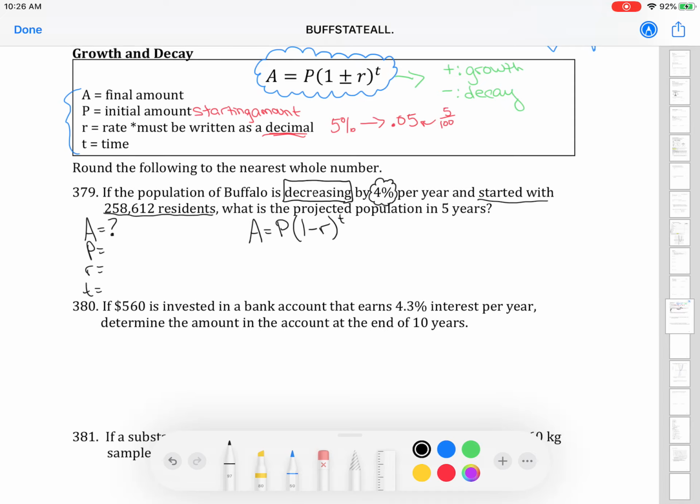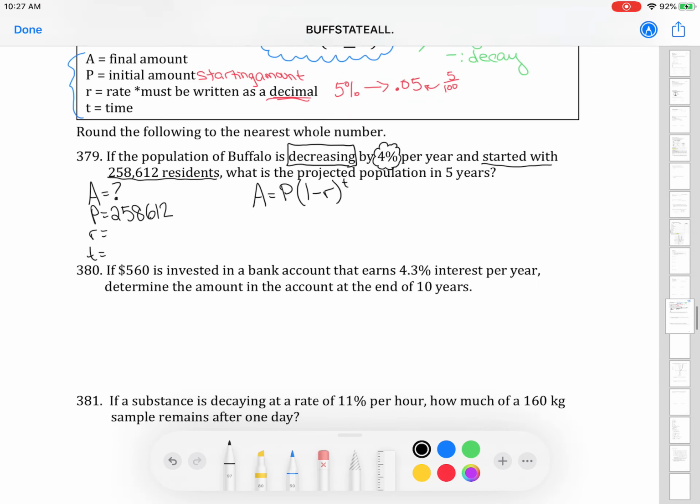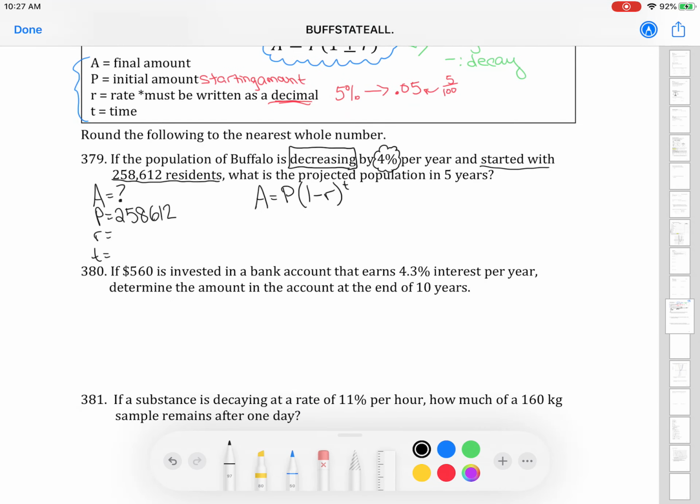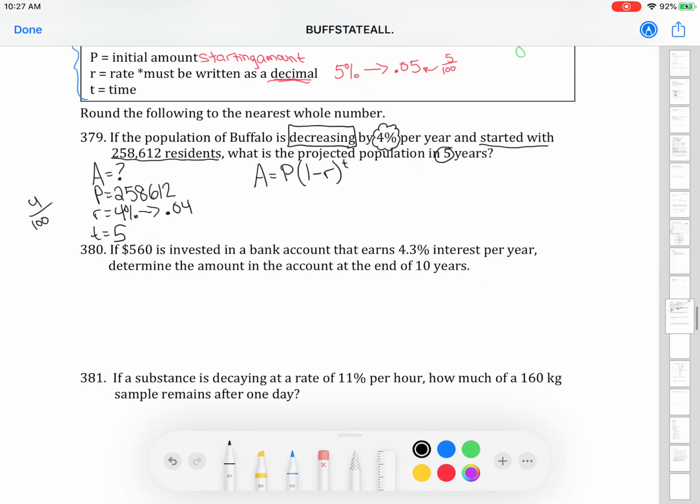P is the starting amount. It says right here that the population started with this many residents. So my P is going to be 258,612. R, it says in the directions, represents your rate. Your rate is 4%, but remember we don't plug it in as a percent. We're going to do 4 divided by 100, which is actually 0.04. So R is going to be 0.04. And T is time. Time is right here at the very end, 5 years. Boom, 5.